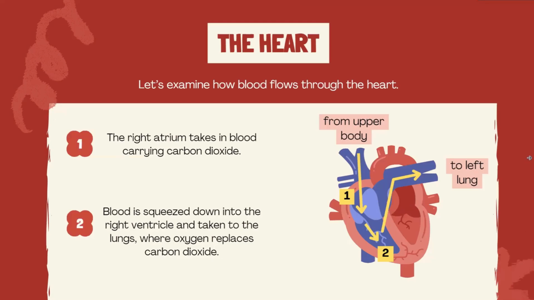The next part, we are going to look at what each of these parts do. So let's examine how blood flows through the heart. I'll start with the first part, labeled 1 here, which is the right atrium. The right atrium takes in blood carrying carbon dioxide. This is deoxygenated blood. That blood is squeezed into the right ventricle and taken to the lungs. In the lungs, oxygen replaces the carbon dioxide.